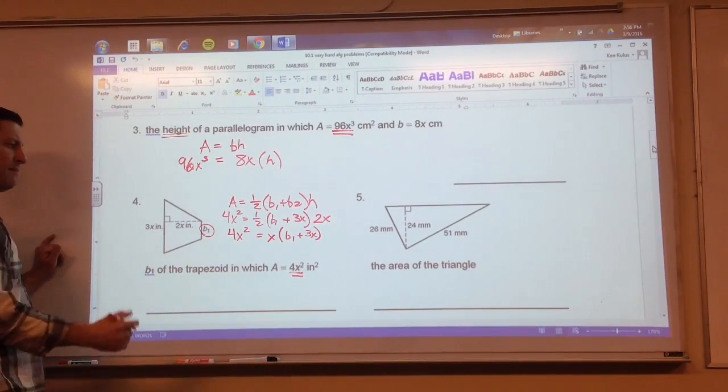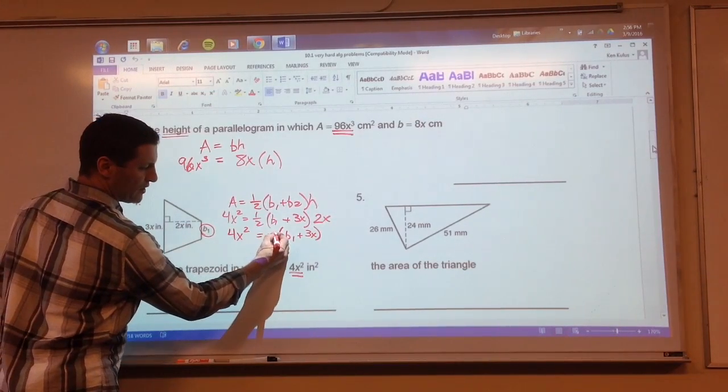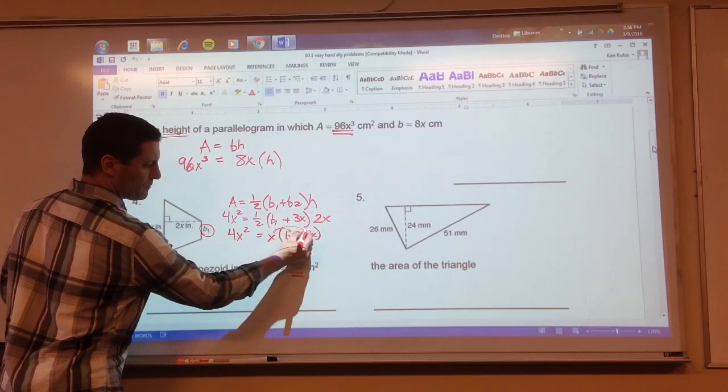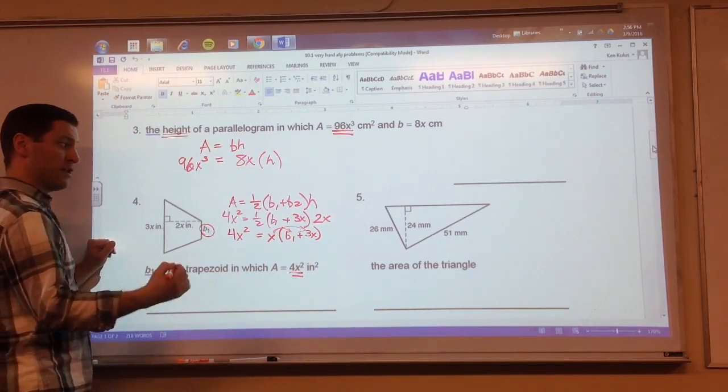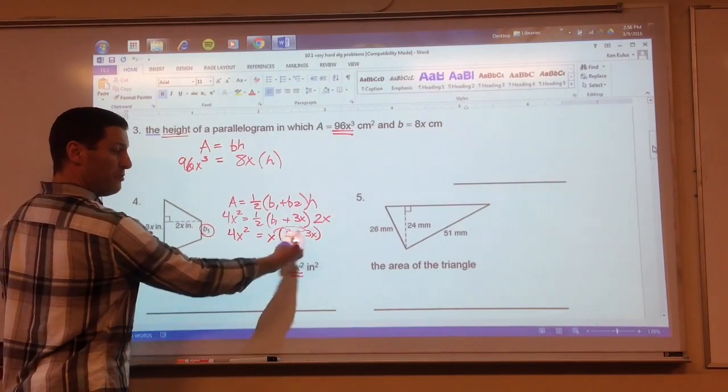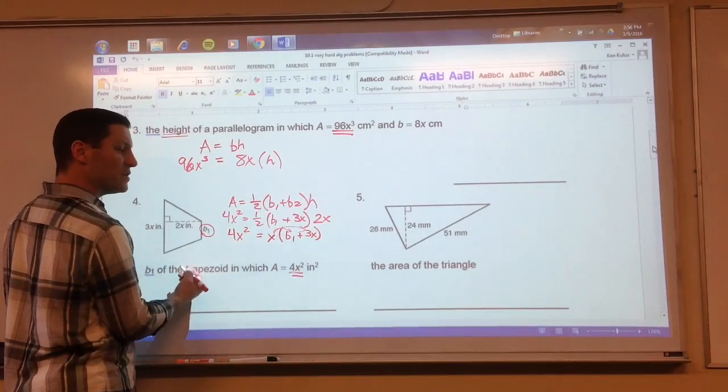Okay? Next thing I would do is I would distribute the x through, and I would attempt to solve it out for b. It's a little bit tricky algebra. I want to see if you can do it from here.